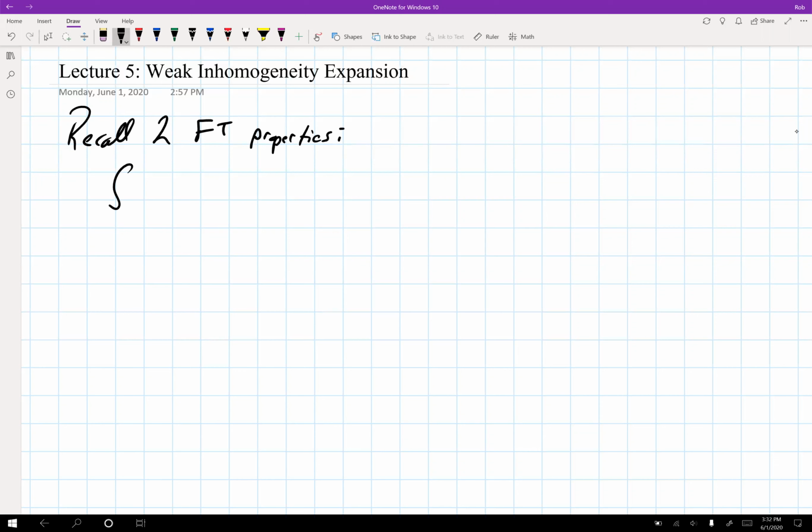The first one was the convolution theorem. So if we have f of r minus r prime, g of r prime, we know that this can be written as an inverse Fourier transform. So I use a script F with the -1 to indicate an inverse Fourier transform, f hat of k, and g hat of k.